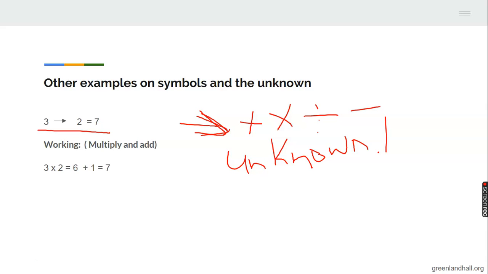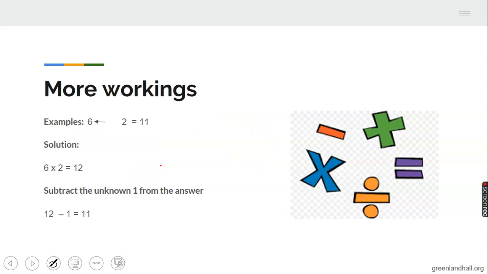That means this arrow is standing for what? Times. 3 times 2 equals 6. Then you add your unknown, which is 1, to give you 7. Do you understand now?